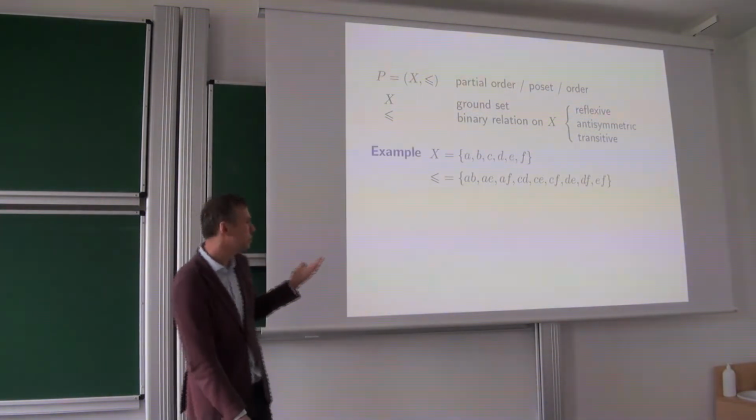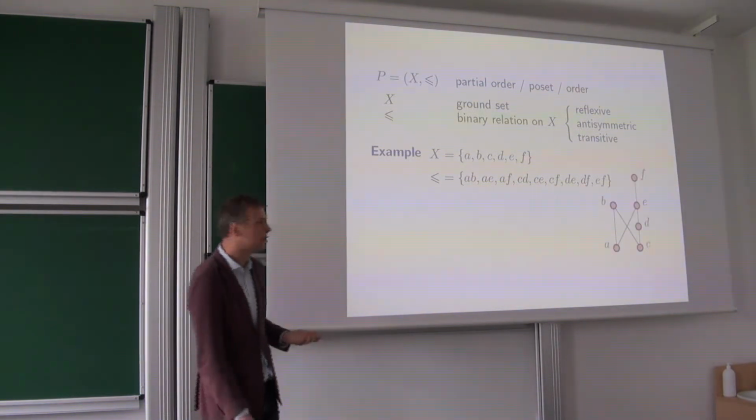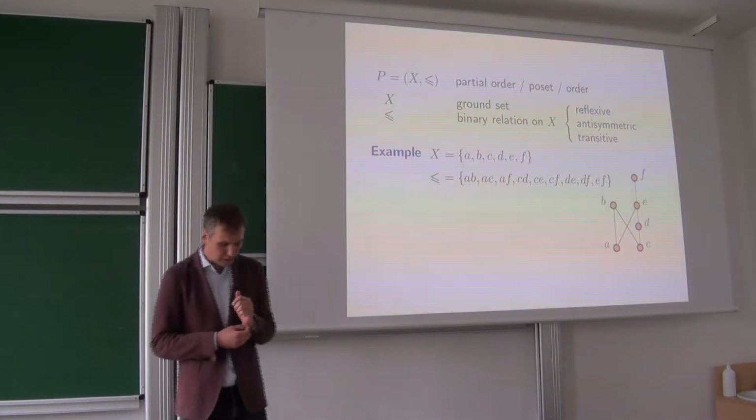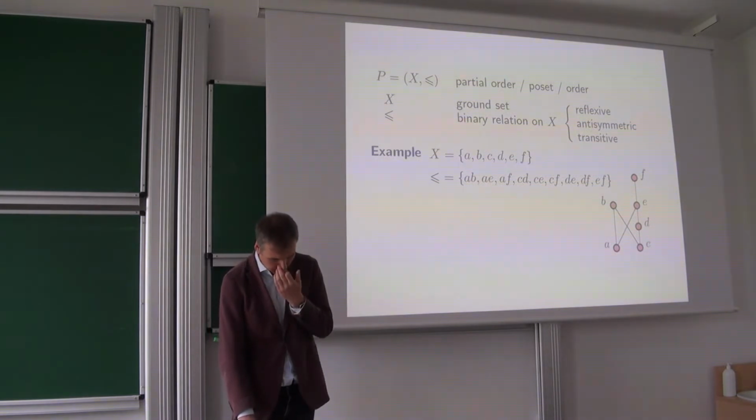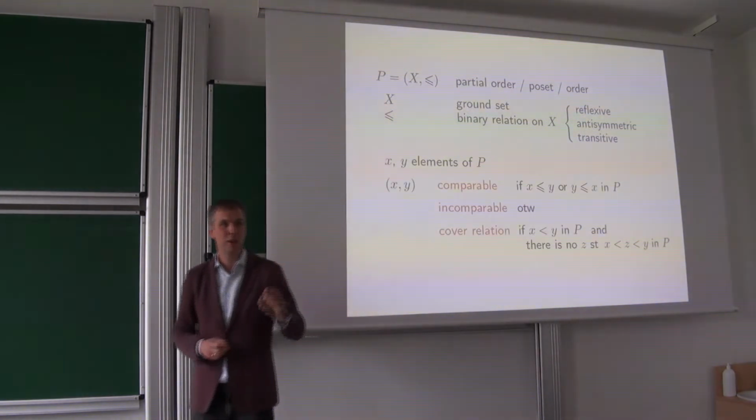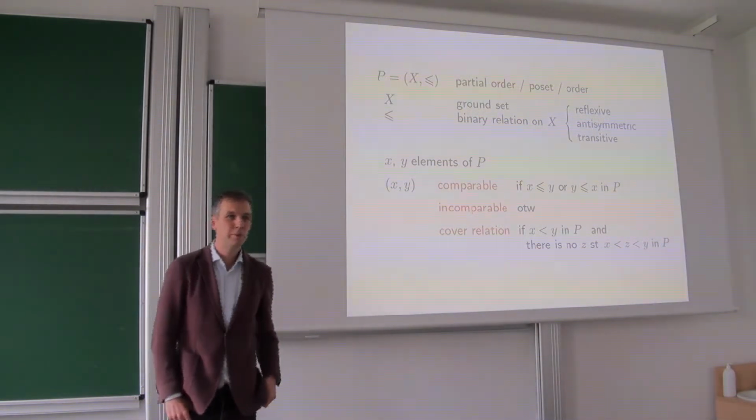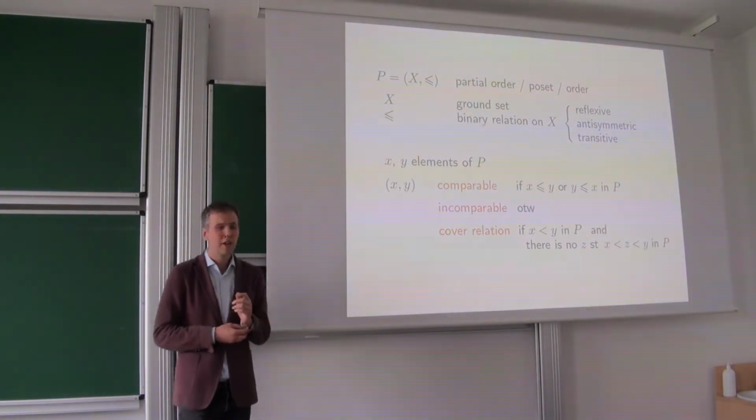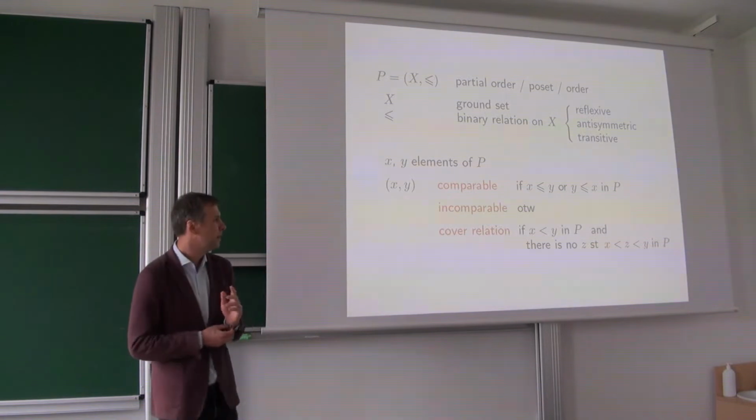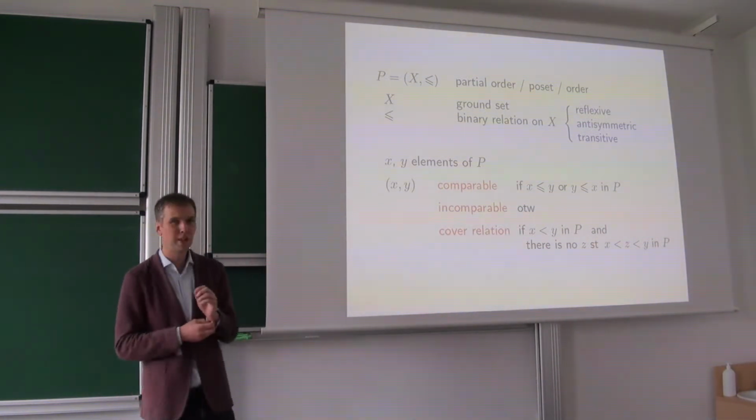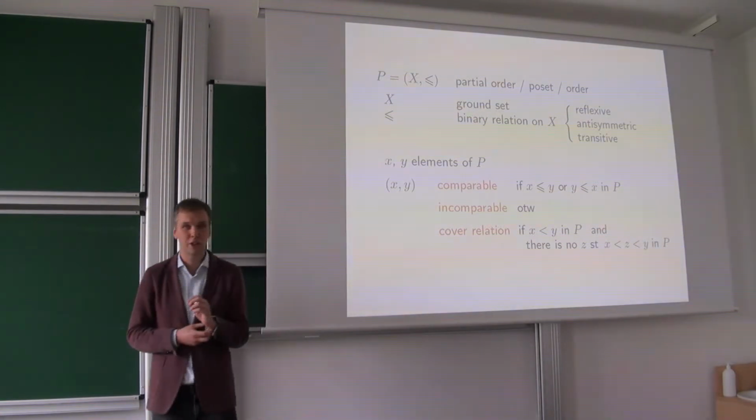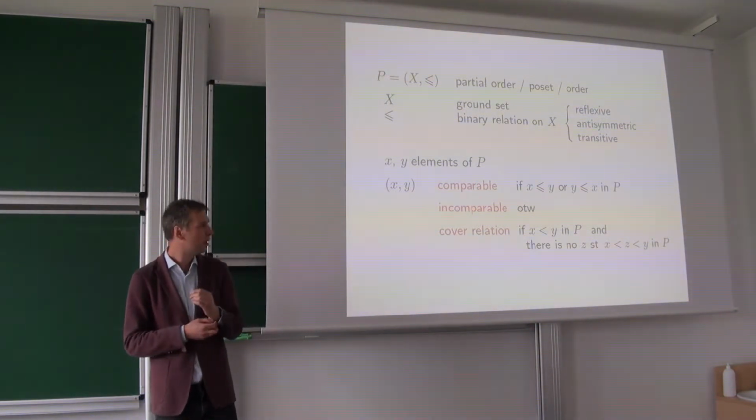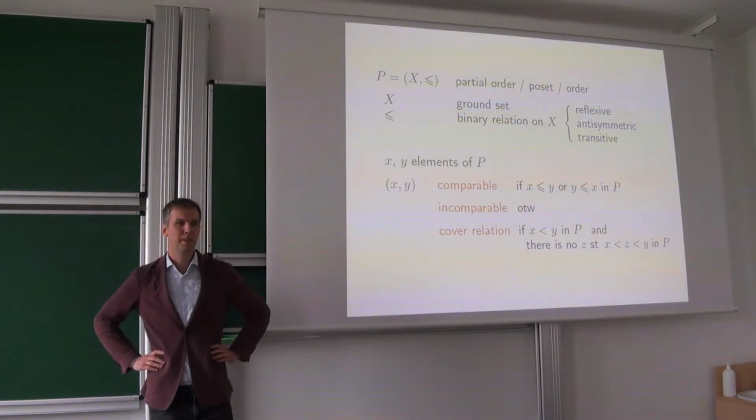That would be an example, except it's unreadable. So this is how we visualize it. This is something we eventually call a diagram. In order to capture this notion, let's take two elements of a poset. They can be comparable, which means that one is less than the other, or the other is less than the one. Or they can be incomparable otherwise. Then there is also a little bit more subtle relation, which we call a cover relation. One element, x, is less than the other, and it's in a cover relation if there is no element in between.